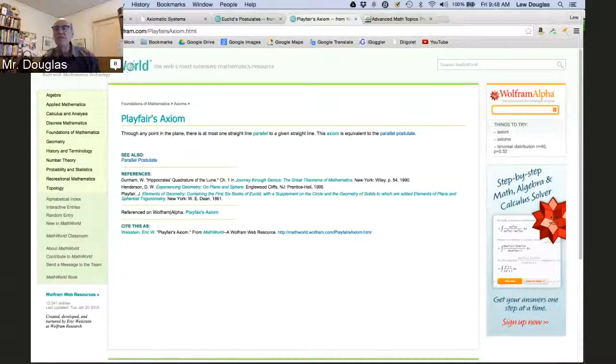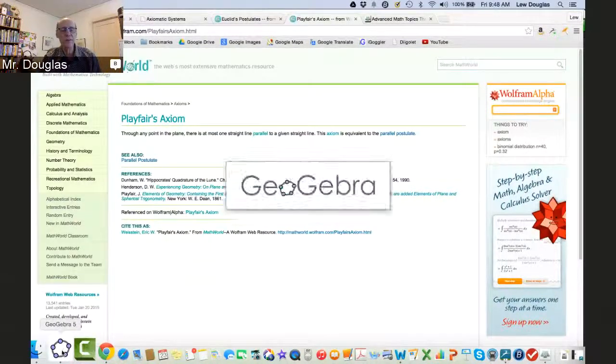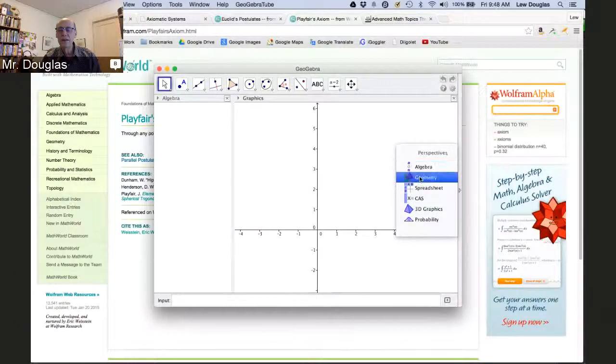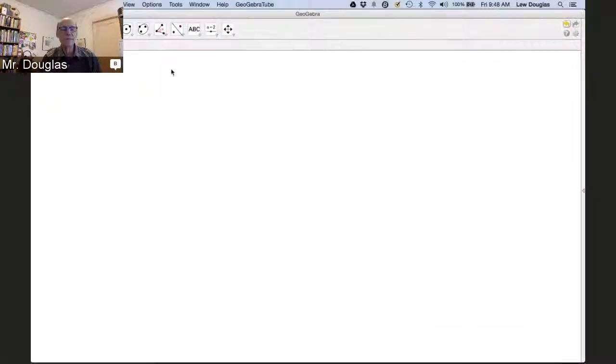We've got about 10 minutes left, and I want to do a GeoGebra thing. I want to show you one more thing in GeoGebra, which is here. Okay, so I'm going to open GeoGebra and go to Geometry and make it full screen.